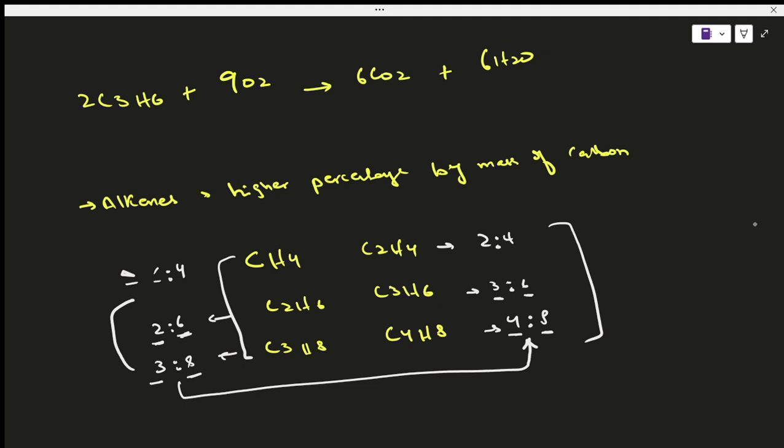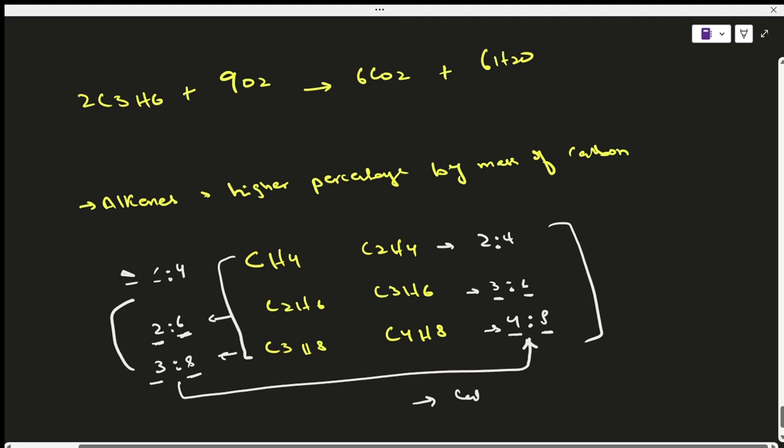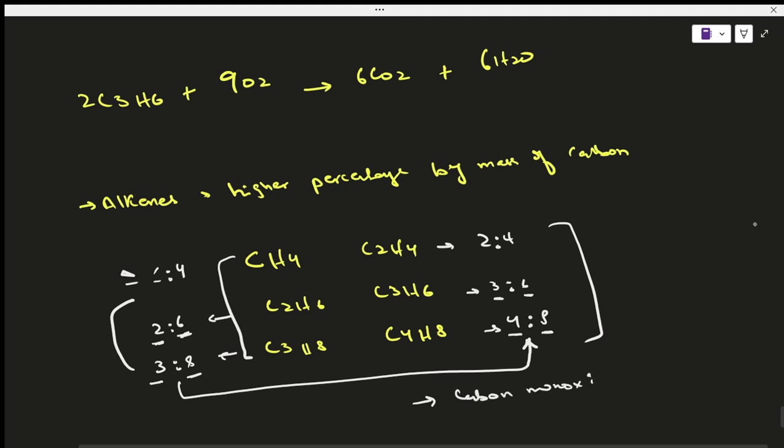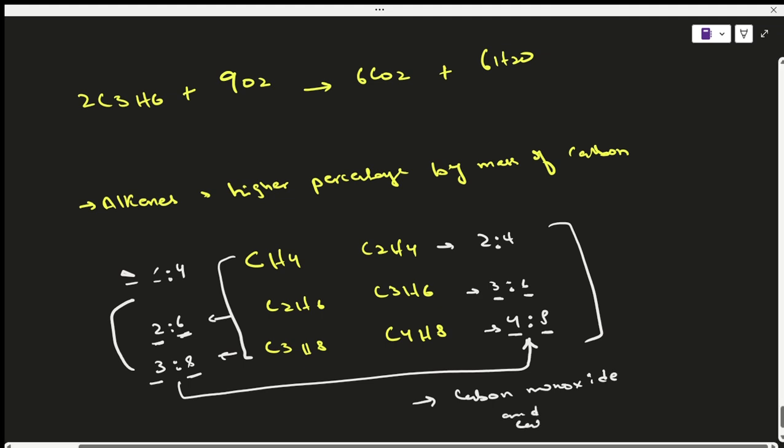And when alkenes undergo incomplete combustion, the products are carbon monoxide and carbon. These two are the products in the incomplete combustion.